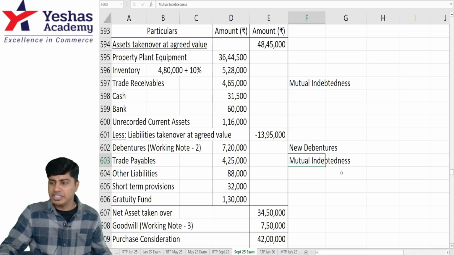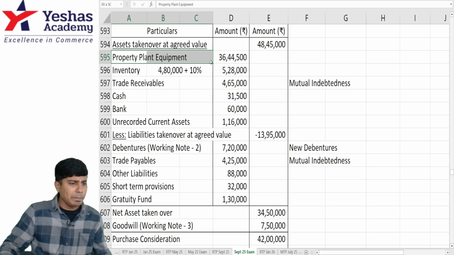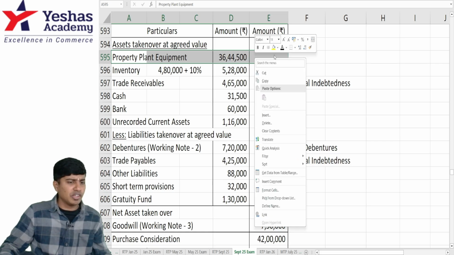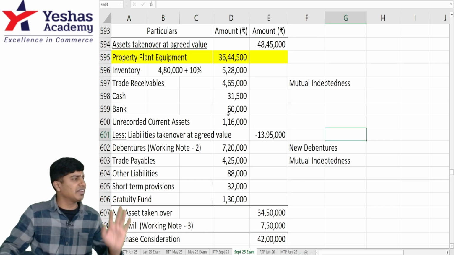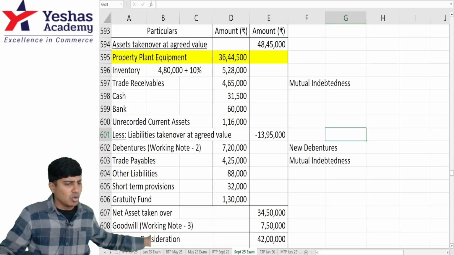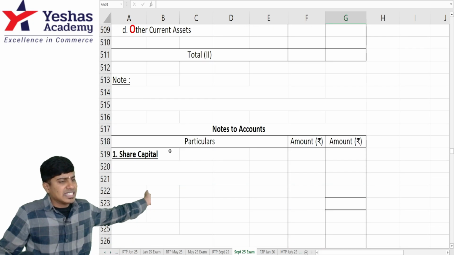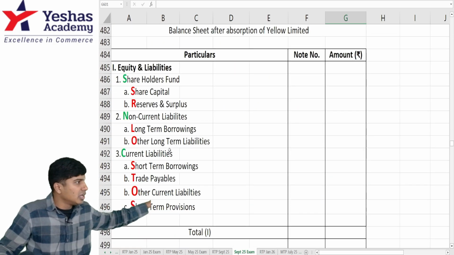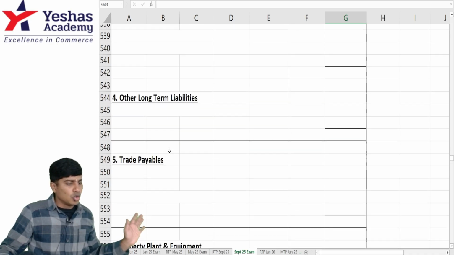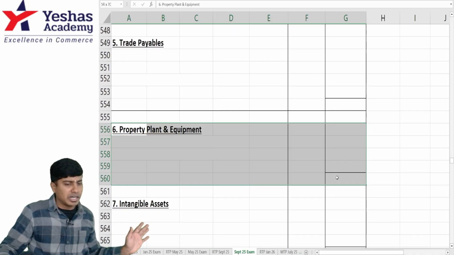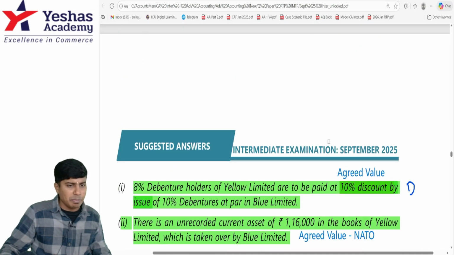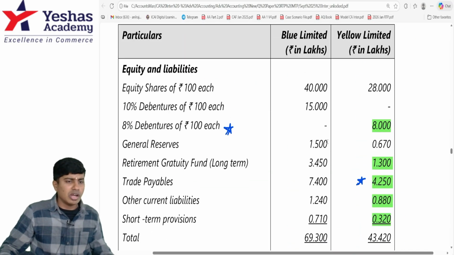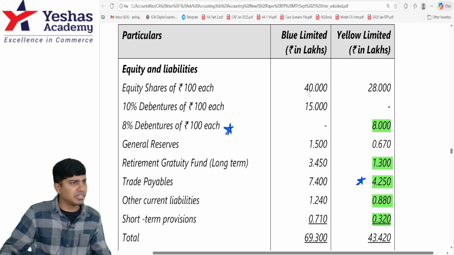Can I begin with the balance sheet? PPE 36,44,500. I'll write it straight away in the balance sheet. I'll take you all to the balance sheet now. This is my balance sheet, the first page of our answer script. Don't write anything here. Come to notes to accounts. In notes to accounts, I'll write property, plant and equipment. Have they given our PPE also? Or we can start with the order of the balance sheet given here. Okay, we'll start with this order.